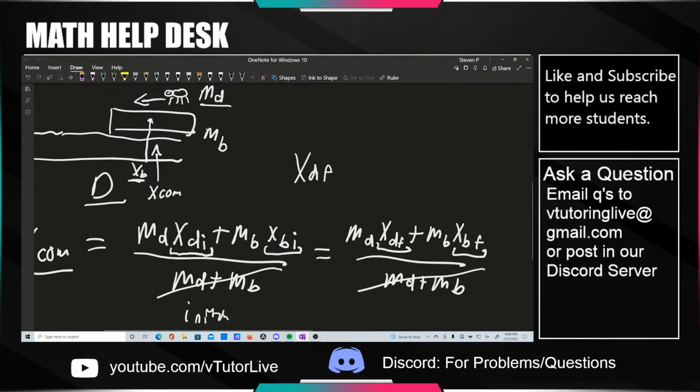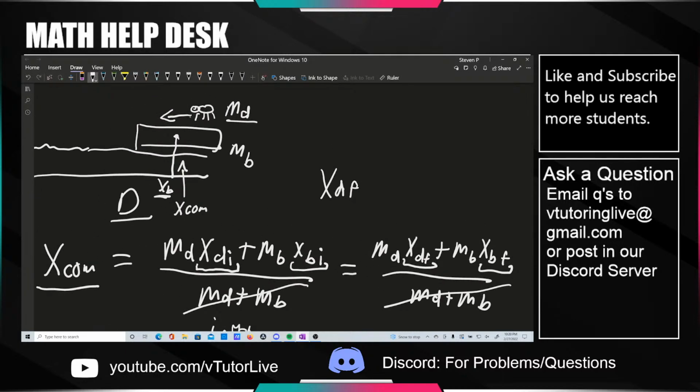So let me think about what that means. The dog walks 2 meters, right? So that's 2 meters plus whatever the change in the boat's movement is, equal to its final position. Does that seem right? Yeah. So let's see.